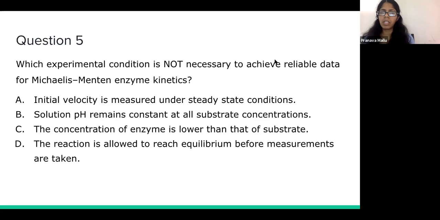Once equilibrium does take place, the reaction stabilizes, so that even if you vary the concentration of substrate, it'll balance itself out, if you remember Le Chatelier's principle, so that you don't really get any change in your initial velocity readings. Does that make any more sense?